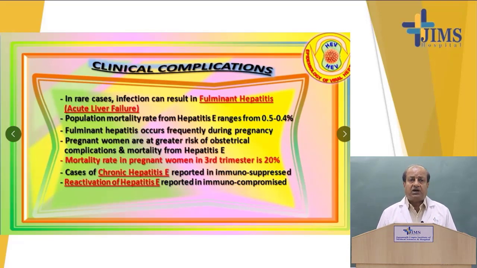The clinical complications are rare. However, in rare cases, the hepatitis may land into fulminant hepatitis and can get into acute hepatic failure, leading to fatal complications. Population mortality rate is approximately 0.5 to 4%. Fulminant hepatitis occurs more frequently among pregnant women. Pregnant women are at greater risk of obstetrical complications and mortality due to hepatitis E. Mortality rate in pregnant women in their third trimester is 20% and above. Cases of chronic hepatitis E have been reported among the immunosuppressed, and reactivation of chronic hepatitis E has been reported in immunocompromised patients.